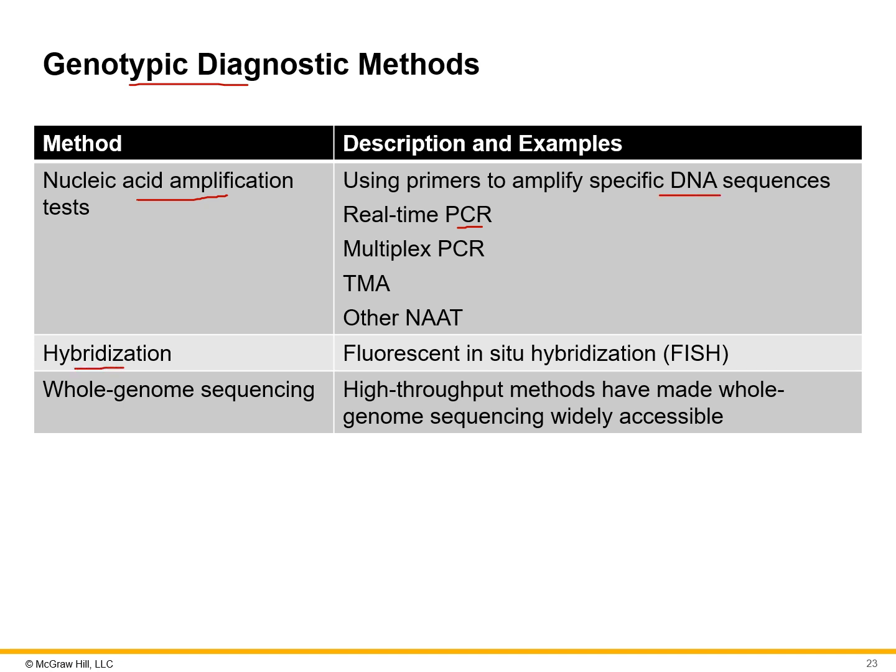Then also hybridization. So an example is FISH, fluorescent in situ hybridization, where it's using probes to specifically bind to different sequences to detect the presence of certain DNA. And then there's also whole genome sequencing. This is a high throughput method where it's completely sequencing the entire genome of, say, a microbe to determine what it is, to specifically identify it based on its genetic information.